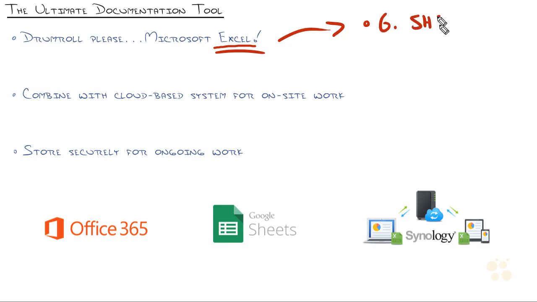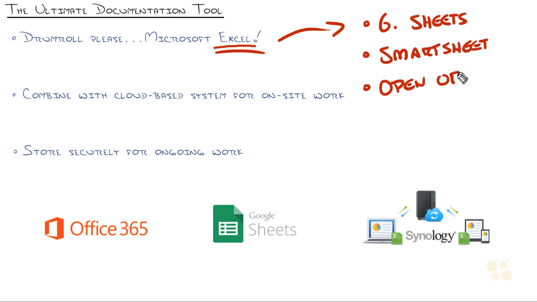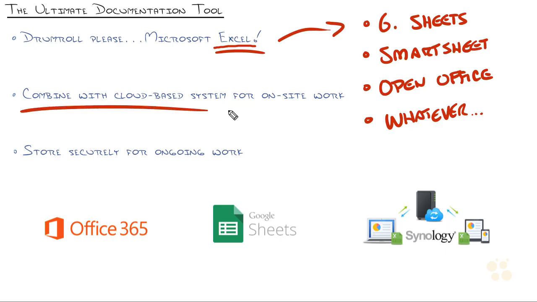Google Sheets, Smartsheet, OpenOffice, whatever. Just a spreadsheet is all you need, with columns and rows. Then combine that spreadsheet with a cloud-based system for on-site work. We all have so many devices these days: a laptop, a desktop, our smartphones and tablets.